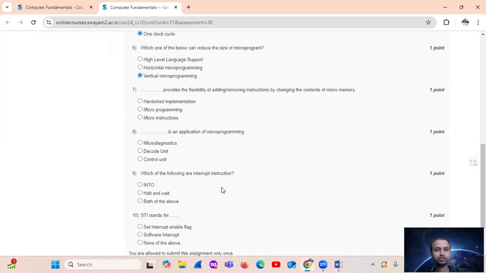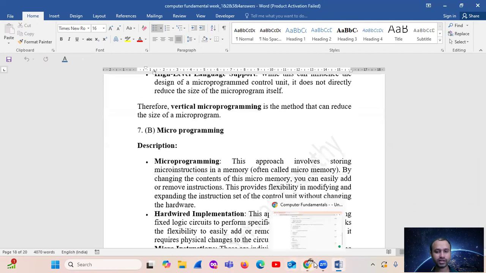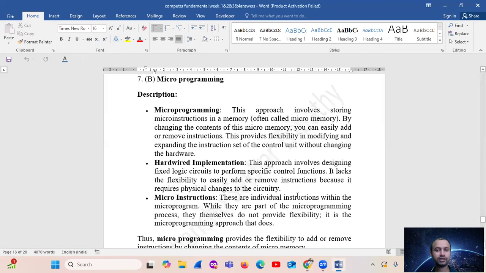And question number 7. JAS provides the flexibility of adding, removing instructions by changing the contents of microprogram. So इसका आंसर हो जाएगा option B, that is microprogramming. So microprogramming क्या है? This approach involves storing microinstructions in memory, that is often also called micro memory. So by changing the contents of this micro memory, you can easily add or remove instructions. So this provides flexibility in modifying and expanding the instruction set of the control unit without changing the hardware.